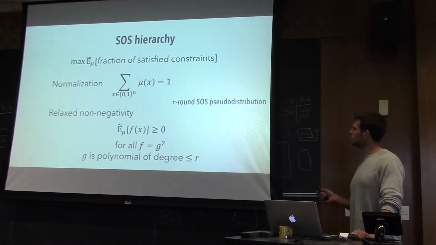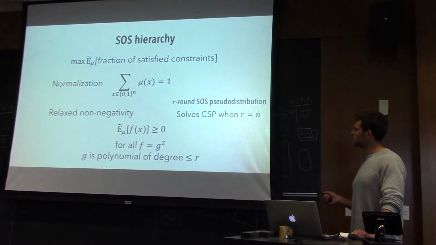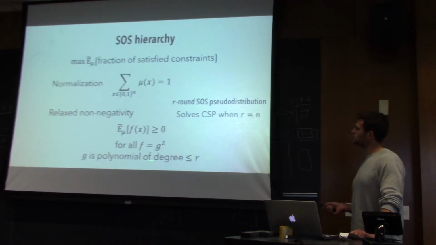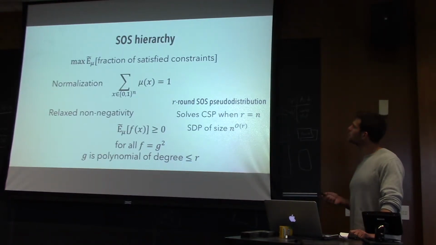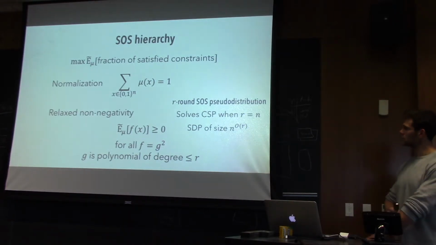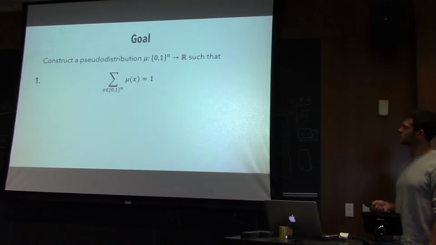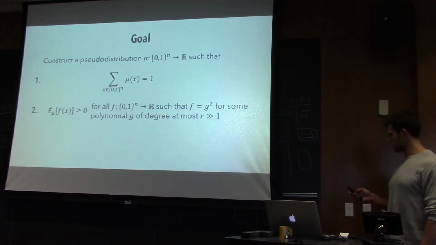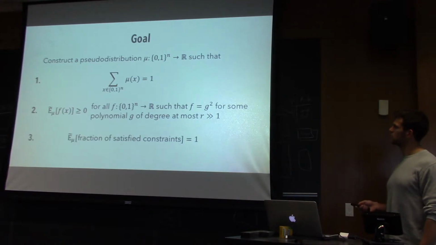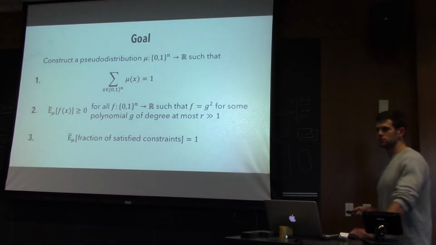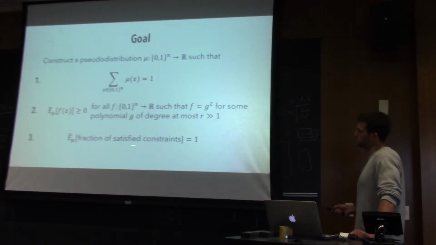So we're going to call this thing an r-round SOS pseudo distribution. As I said before, this will actually solve your CSP when r equals n, because it's going to be a real distribution in that case. You can solve this with an SDP of size n to the O of r. So what's our goal? It's to construct a pseudo distribution such that normalization holds, this relaxed non-negativity holds, and we satisfy all constraints. We're going to ignore the whole delta refutation business here and just focus on showing lower bounds for the basic refutation problem.